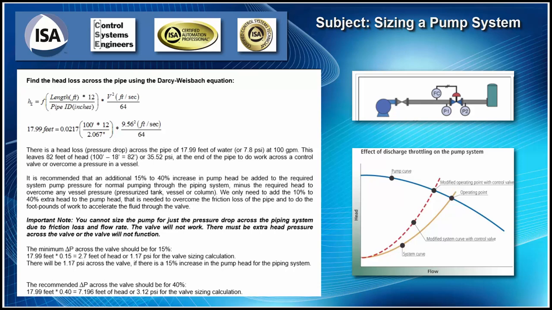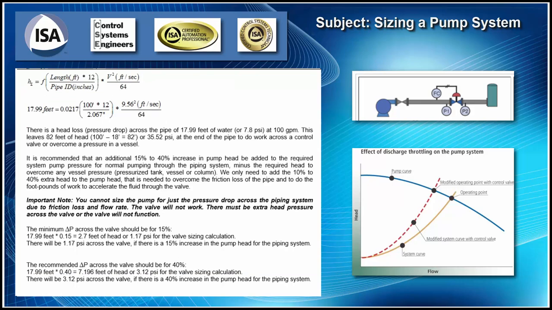So we put our friction factor in there of 0.0217. We have 100 foot of pipe. Our pipe ID is 2.067. We multiply that times our velocity of 9.56 feet per second, and we square that. We divide it by 64, and we get 17.99 feet of head loss across this pipe.